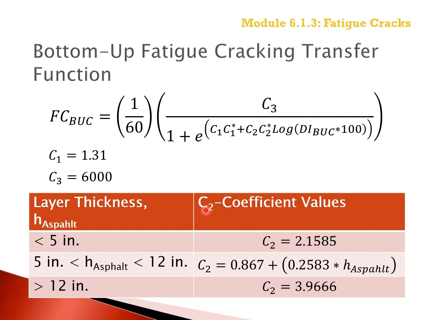Calibration coefficient C2 is dependent upon the total layer thickness of the asphalt. For values less than 5 inches, or relatively thin asphalt pavements, C2 is constant, and for values greater than 12 inches of total asphalt layer, which is a relatively thick asphalt pavement, C2 is constant. C2 from 5 inches to 12 inches is thickness dependent, which is calculated by the software and used by the software in predicting total accumulated fatigue damage.